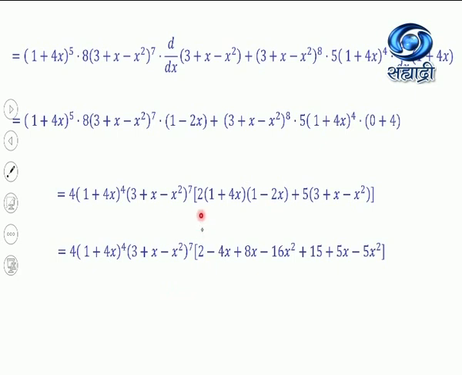Now into, in this rectangular bracket we write, see here, 2 into this, that is 2 minus 4x. See here, 2 into 1, that is 2. This 2 into this bracket, that is 2 minus 4x. Now 2 into 4x, that is 8x. 8x into bracket, that is 8x into 1, that is 8x. 8x into minus 2x, that is minus 16x square. So this is the multiplication of these two brackets up to this.